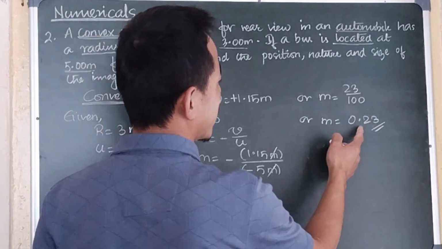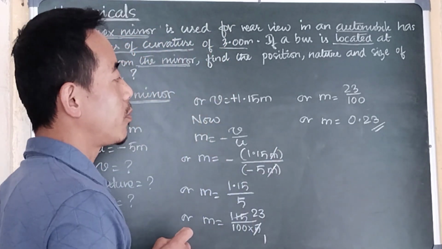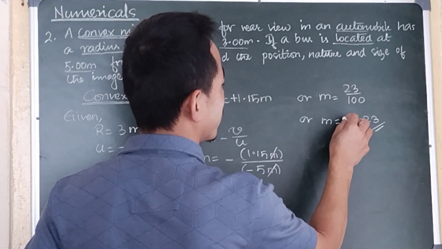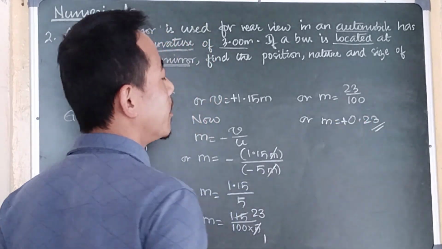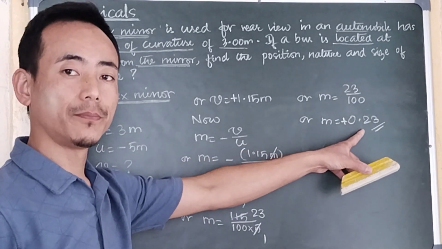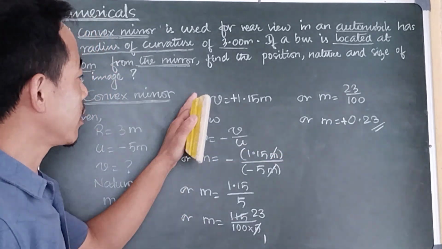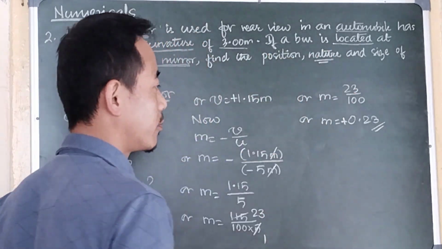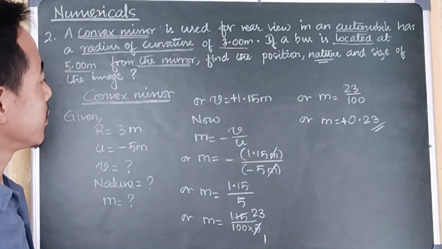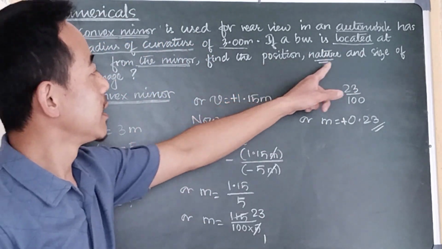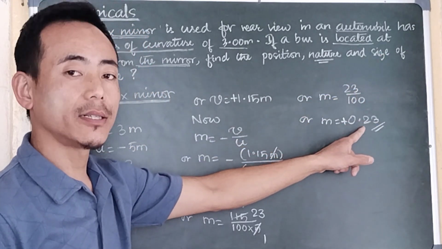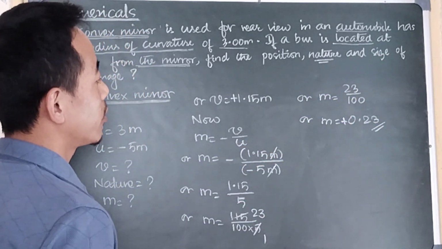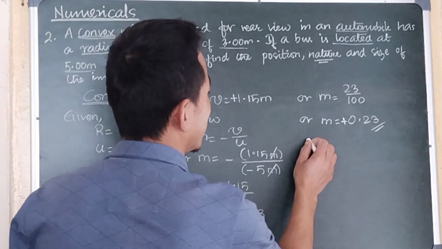So here you are getting magnification as 0.23, and you can see that the value of magnification is positive here. You are getting a positive number, but the value is less than 1. So from the obtained values, we can see the nature of the image now. So you have calculated the image distance, which is the position. Size of the image you have already calculated, 0.23. Now what we can do is simply write the nature.